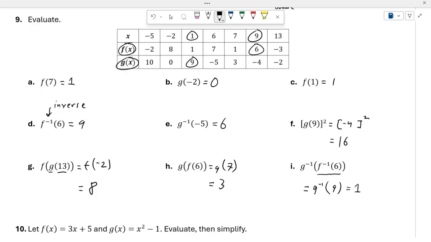And that is how we evaluate functions from a table. Notice that we have just straight up evaluations. We have inverses. You can certainly raise it to a power or otherwise manipulate it. And then we have composition of functions. We're going to want to be comfortable with that because it is going to pop up in class this year.